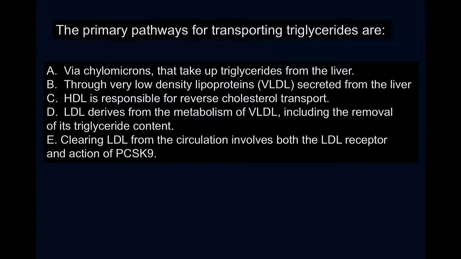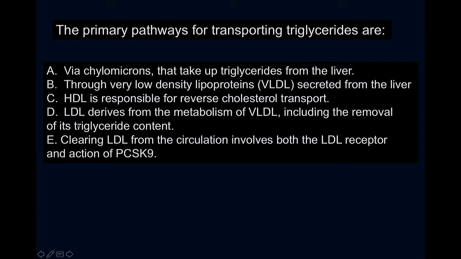Let's talk a little bit about triglycerides, and let's start off with a question about how does one transport triglycerides? A, through chylomicrons that take up triglycerides from the liver. B, through very low density lipoprotein secreted from the liver. C, through HDL, which does reverse cholesterol transport.